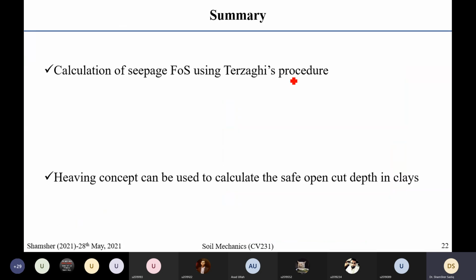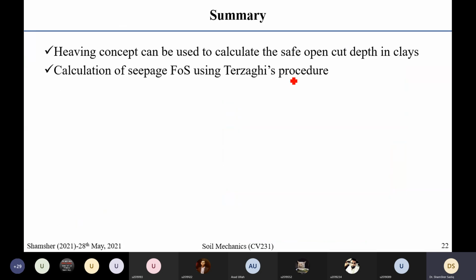So if I summarize the entire lecture, we use the seepage heaving concept to calculate the safe excavation in the clays, and the condition is that there should be a highly permeable strata below the clays, then there can be a heaving failure. Then we use Professor Terzaghi's concept to calculate the factor of safety against the heaving.